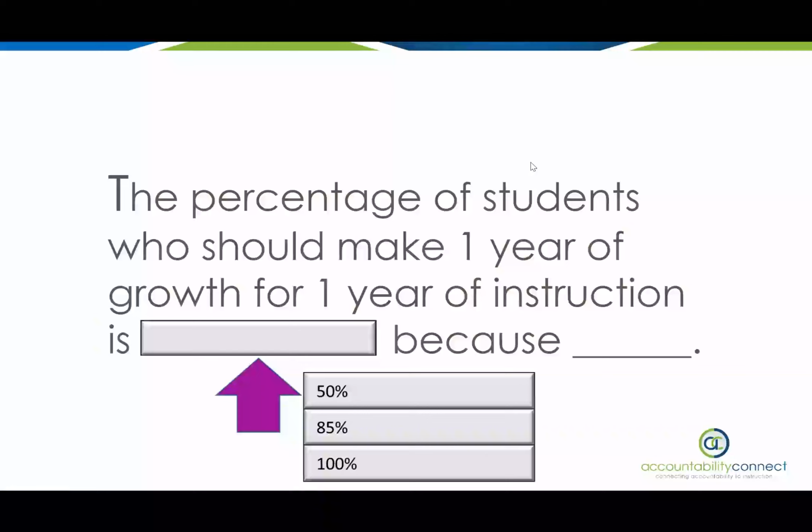Okay, so let's take a break, do a little question for you. We're going to make this a STAAR 2.0 question. So the percentage of students who should make 1 year's worth of growth for 1 year's worth of instruction is what? And this is a drop-down box, right? So which one of these do you feel like should happen? What percent of our kids should make annual growth, and why? We justify that. So drop that into chat. Which one of those do you think it should be, and why?